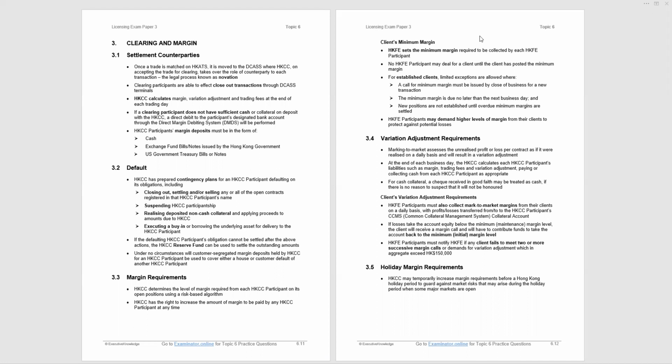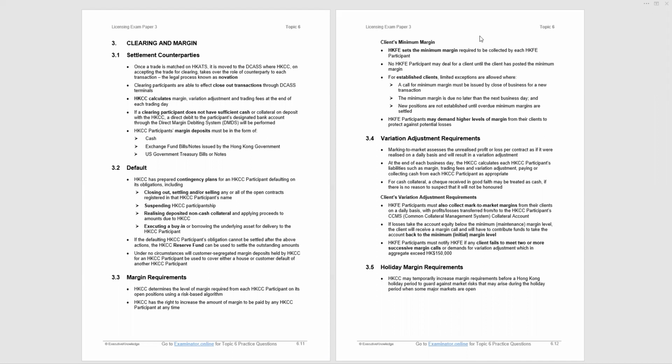Now, the clearing participants are able to effect closeout transactions, as I said, through their DCAS terminals. The clearing house will calculate margin, variation adjustment, and trading fees at the end of each trading day, and we will be looking at those in a moment. Now, if a clearing participant doesn't have sufficient cash or collateral on deposit with the clearinghouse, then there will be a direct debit to the participant's bank account.